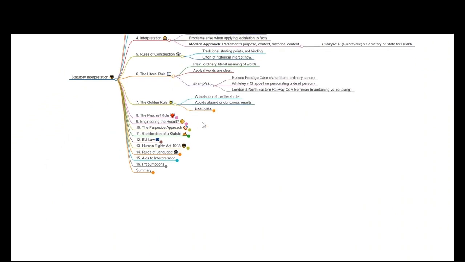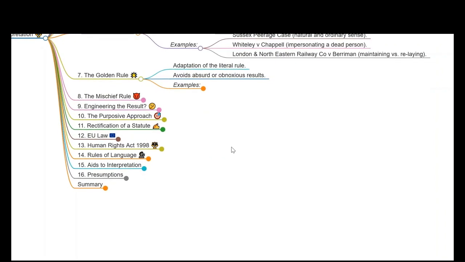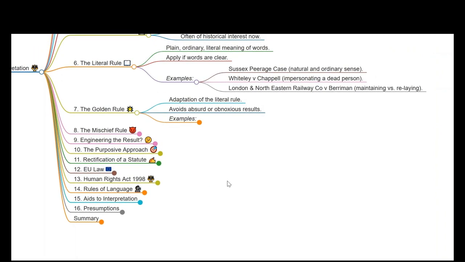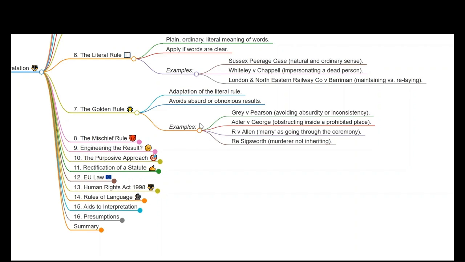7. The Golden Rule. The Golden Rule is an adaptation of the literal rule. It says that if a literal interpretation leads to an absurd or obnoxious result, the court can modify the meaning to avoid that outcome. Examples of this include Gray v. Pearson, Adler v. George, R. v. Allen, and Re Sigsworth. These cases show how courts can step in to prevent injustice or absurdity.